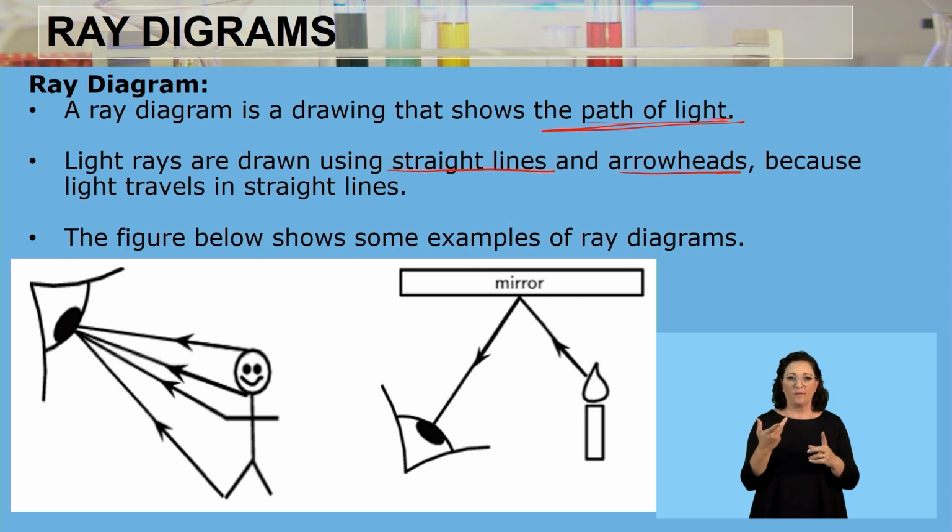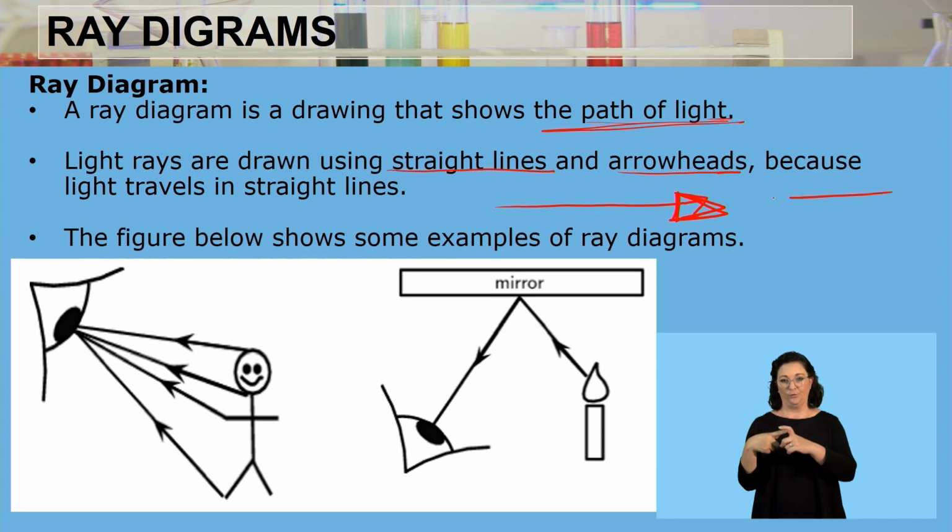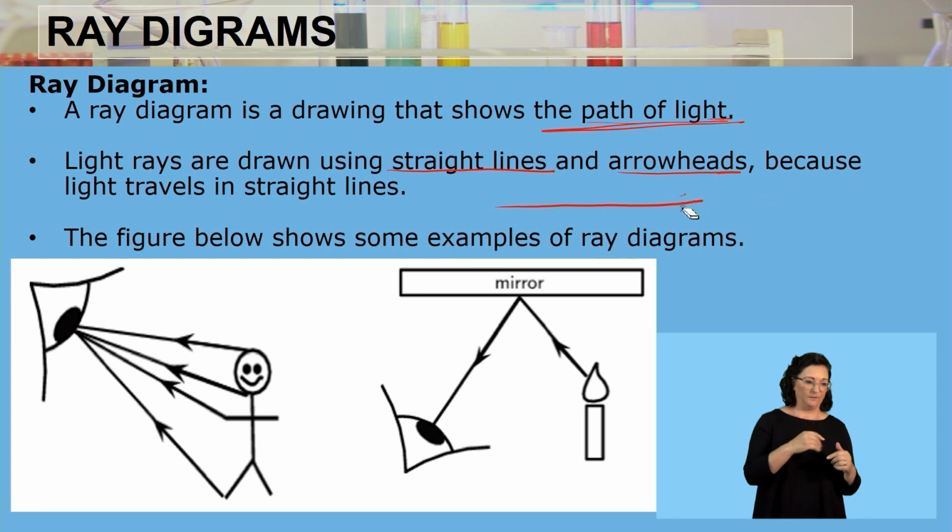If the arrowhead is facing to the right, this is a straight line with an arrowhead going to the right, and that tells us that the light is going to the right hand side. But if your arrow is facing to the left, your light is going to the left hand side. So basically the arrowheads are showing the direction.